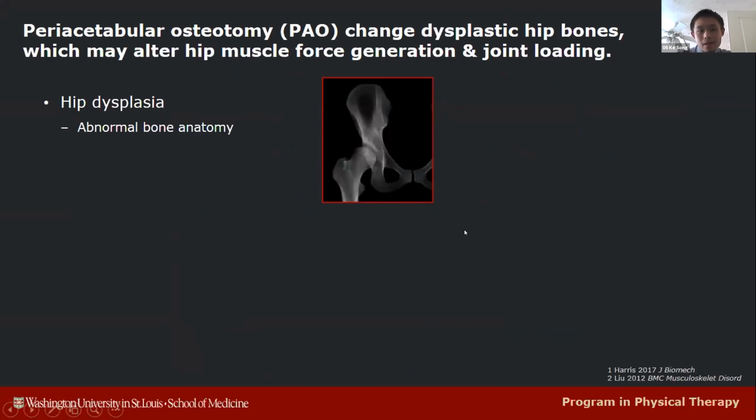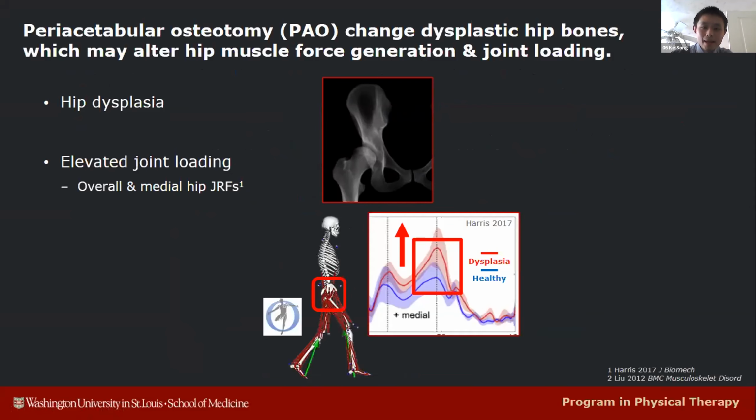And so hip dysplasia is known as abnormal bony anatomy of the hips, such as a shallow acetabulum that cannot fully contain the femoral head. The patient frequently suffers from labral tears and early arthritis. And a recent mechanical study also estimated elevated joint loading compared to controls, especially medially directed hip joint reaction forces, which could be related to the risk for injury.